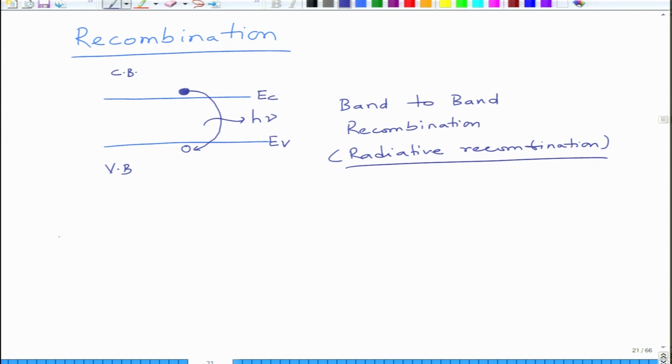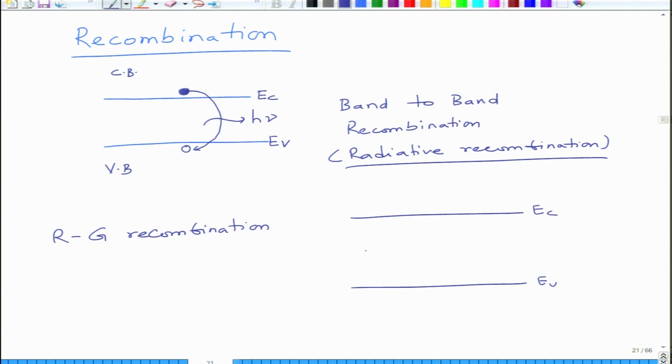Another process is called SRH recombination, that is Shockley-Read-Hall recombination, or you can say trap assisted recombination. What happens in this case is you have a band, so this is EC, this is EV. You have a trap sitting somewhere in between. So this is a mid gap impurity level. You have an impurity which is neither close to the conduction band nor close to the valence band. It is not able to ionize itself.